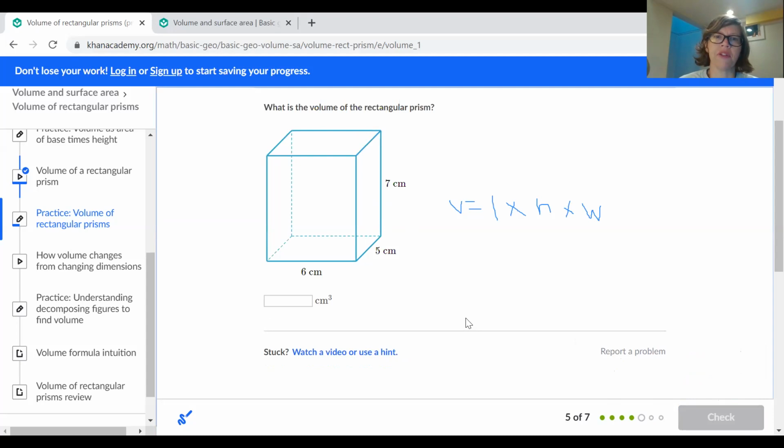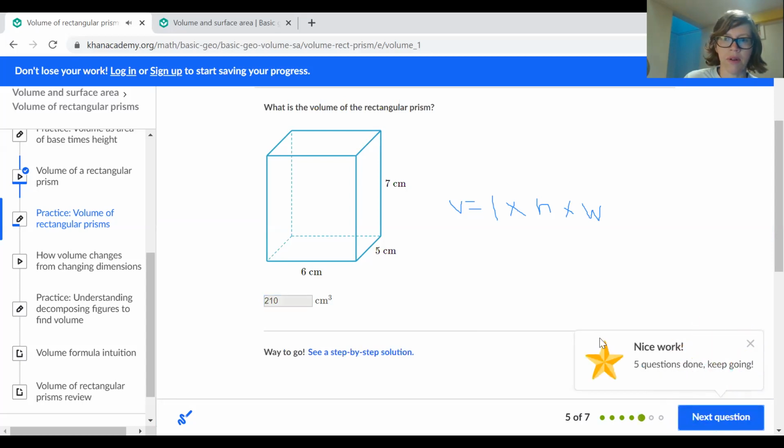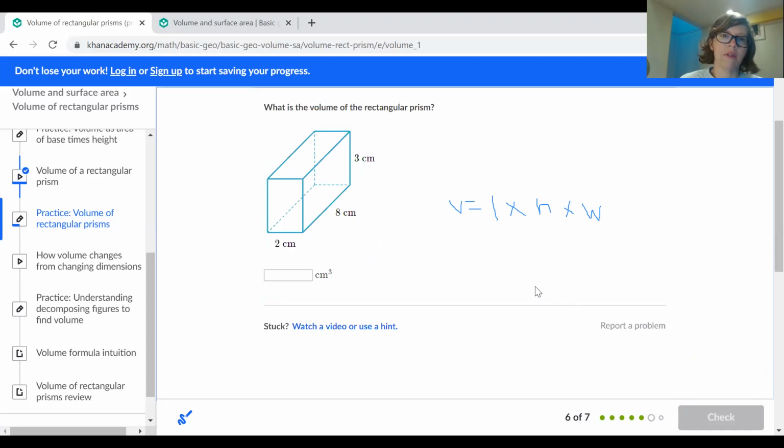So find the volume of this rectangular prism. Remember, you're multiplying length times height times width. All right, I got 210. Let's see if that's correct. All right, let's try another one.